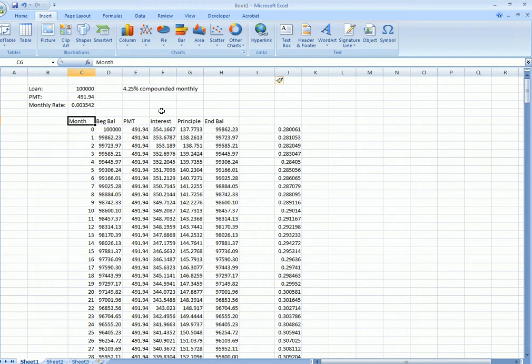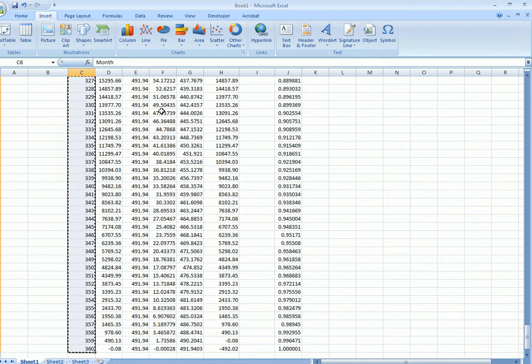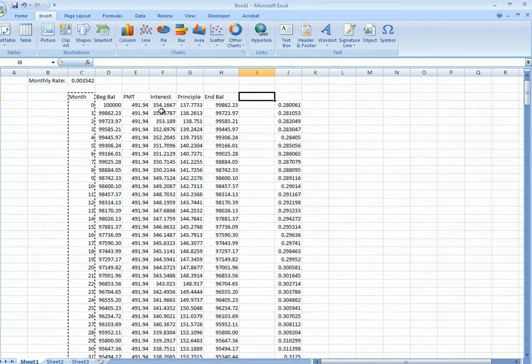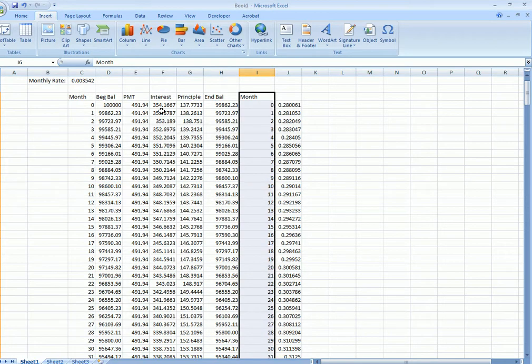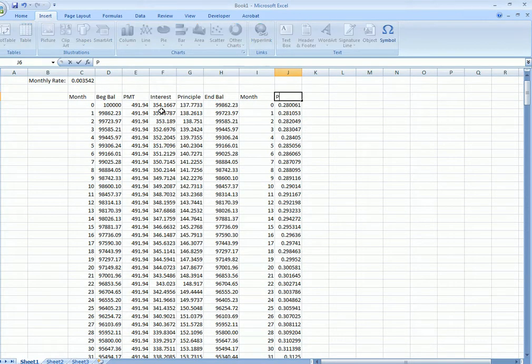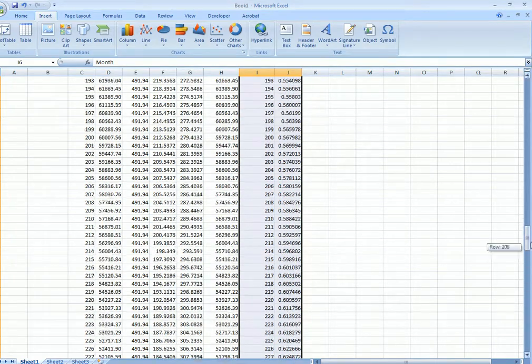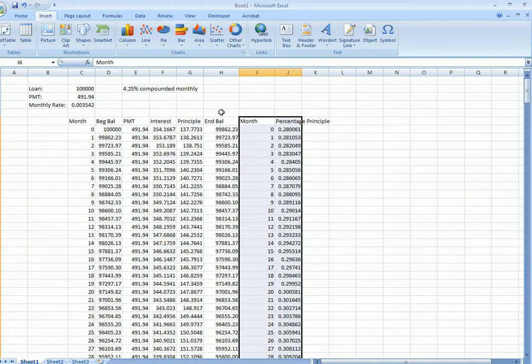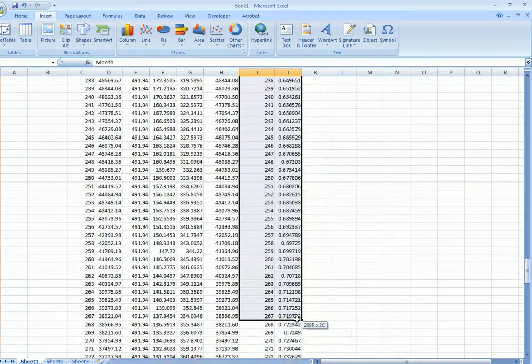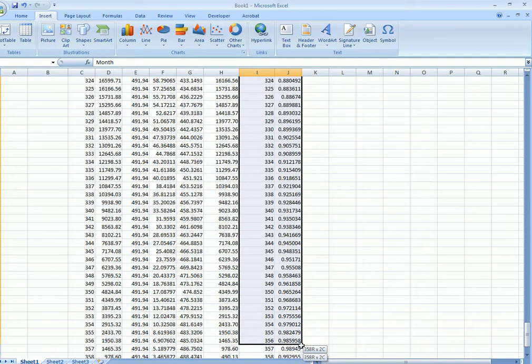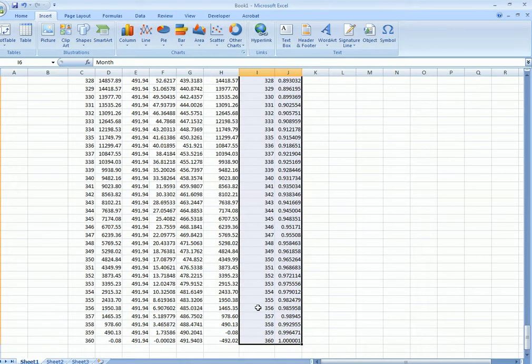And all I'm going to do is copy this column here, so you can just shift, drag down, or click and drag all the way down, and paste that in next to my percentage. And so now I'm going to select both of those columns. I did it quite fast, but all you really have to do is click, highlight, and drag down until you run into the 360th row.